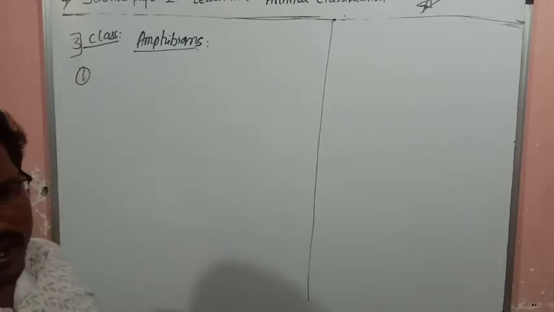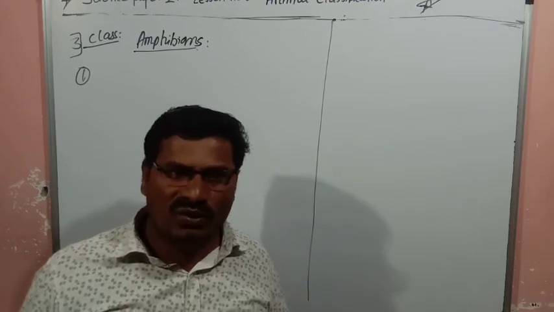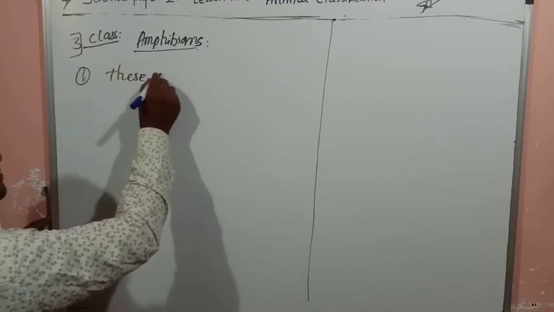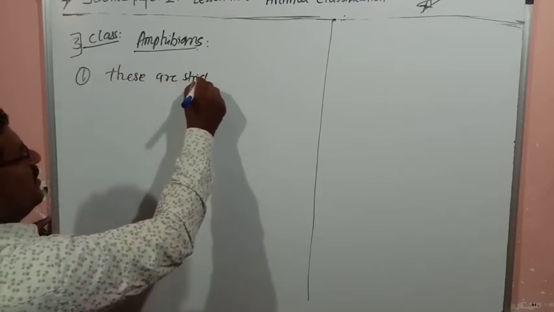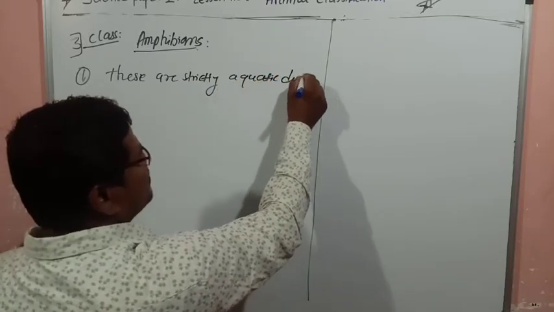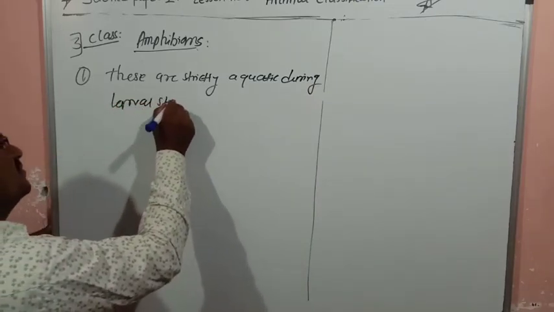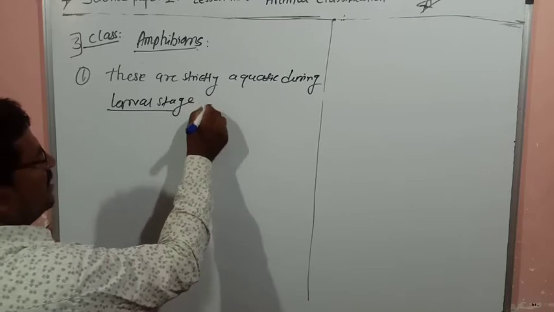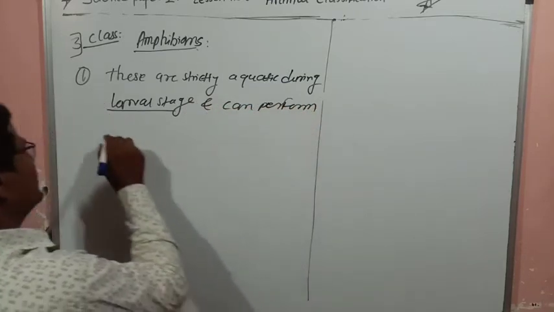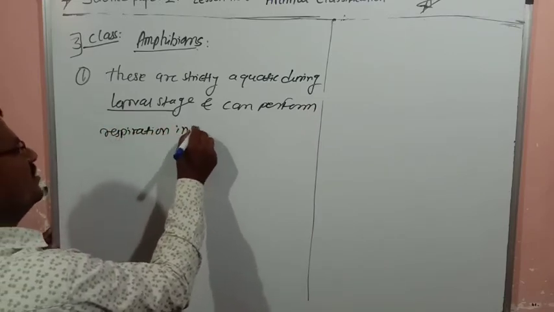So which is the first characteristic? These are strictly aquatic during the larval stage. During the larval stage they are aquatic and can perform respiration in water.